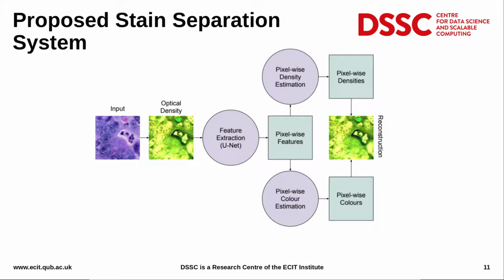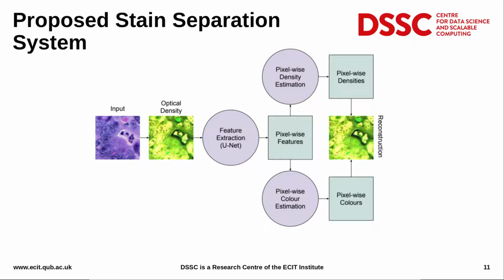Here we show an overview of our proposed stain separation system. RGB tissue images are converted to the optical density space using the Beer-Lambert transform. Contextual information is captured using a U-Net-based convolutional neural network which produces a pixel-to-pixel feature mapping. These pixel-wise features are used to predict stain concentration or density values for each stain at each pixel location.